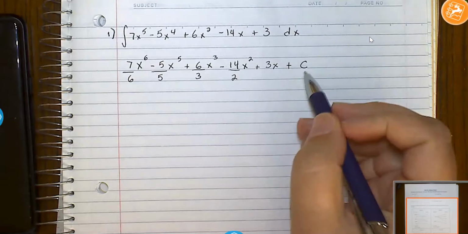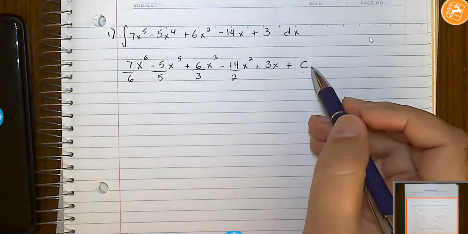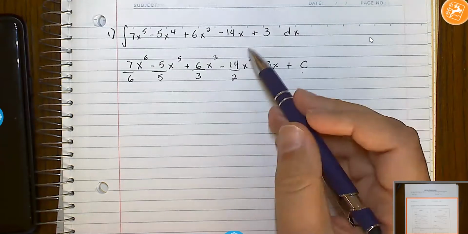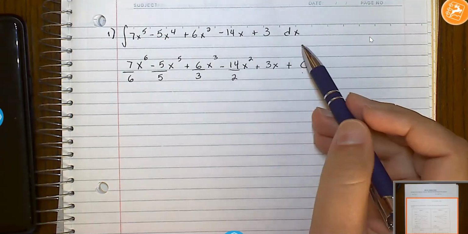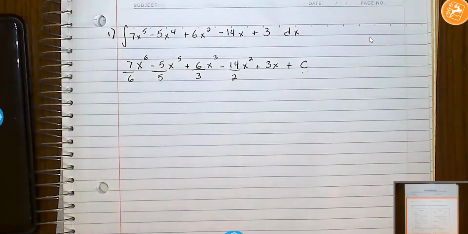That c represents that constant lost when taking the derivative, right? So the derivative of a constant is 0. So when we're doing the antiderivative or indefinite integration, which is what we're calling it now, we have to include that plus c at the end.